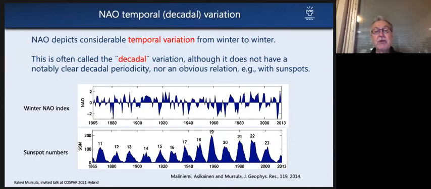NAO depicts considerable temporal variation from winter to winter. This is often called the decadal variation, although it does not have a notably clear decadal periodicity, nor an obvious relation, for example, with the sunspots.